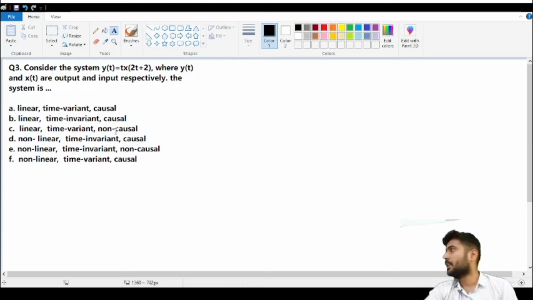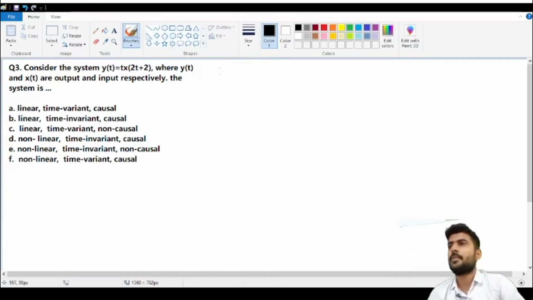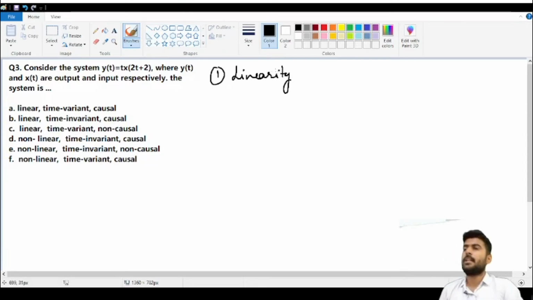Next question is on the screen, which is: consider the system y(t) = t x(2t + 2), where y(t) and x(t) are output and input respectively. We have to find out whether the system is linear or non-linear, time variant or time invariant, and causal or non-causal. So we have to basically check three things for the system. First thing we have to check is linearity. We can clearly see that y(t) is given as t x(2t + 2).